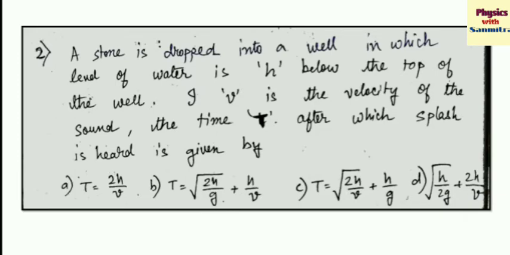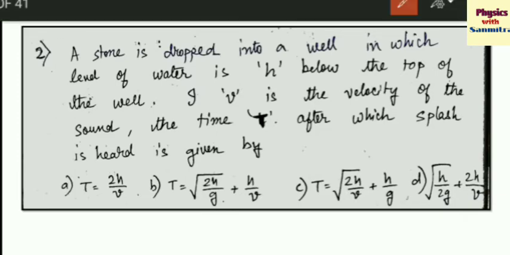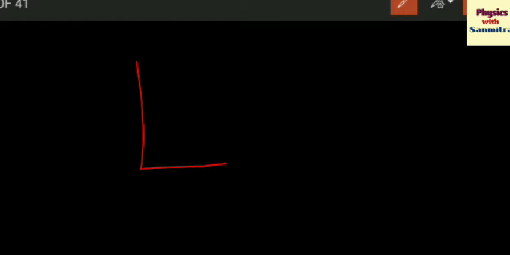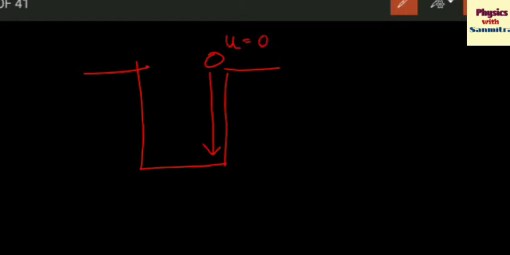Now let's see what happens here. Number one thing, let's understand the problem. See, there is a well and a stone is dropped into the well. What do you mean by the word drop? That means the initial velocity is 0. Now when the initial velocity is 0 and the height is h, to find out the time I can write h is equal to half g t square.